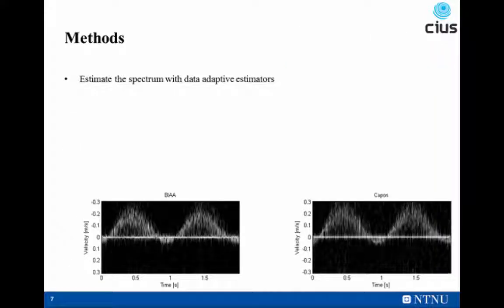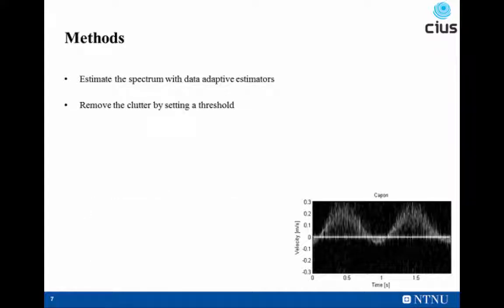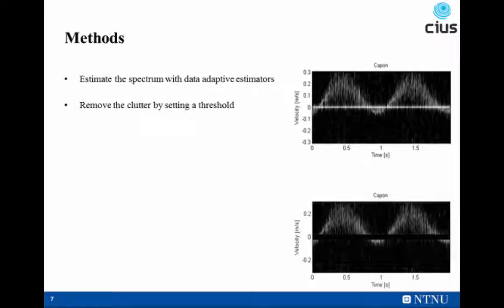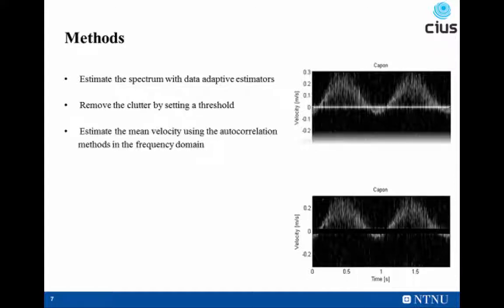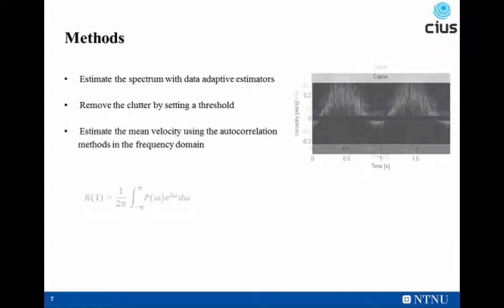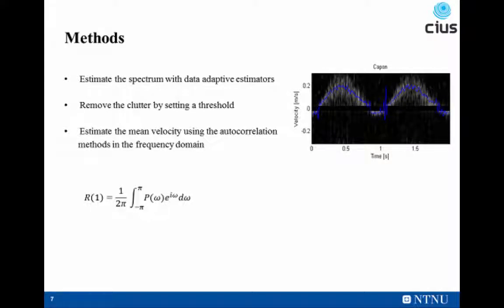So I'm going to go through the steps in our approach. First, we estimate the spectrum with the adaptive spectral estimation method. Later, we remove the clutter by setting a threshold in the frequency domain, so it's basically setting the frequencies under some threshold to 0. And later we calculate the mean velocity in the frequency domain using the autocorrelation method.